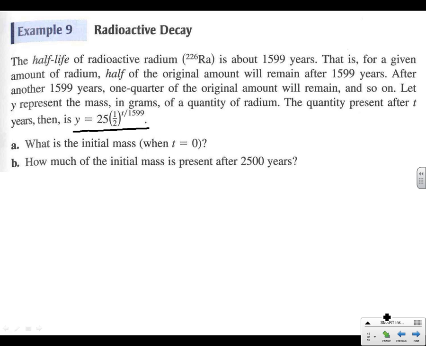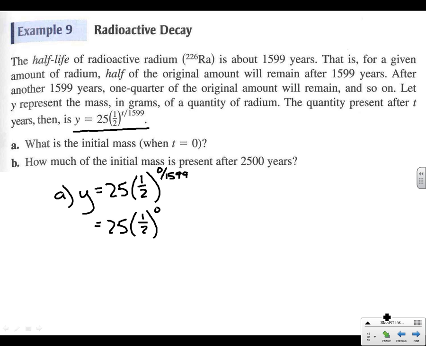So what's the initial mass when t equals 0? So let's check it out. Y equals 25 times 1/2 to the 0 over 1599. That's the same thing as saying 25 times 1/2 to the 0. Anything to the 0 power is 1. So when we started, there are 25 grams of this radioactive radium available.